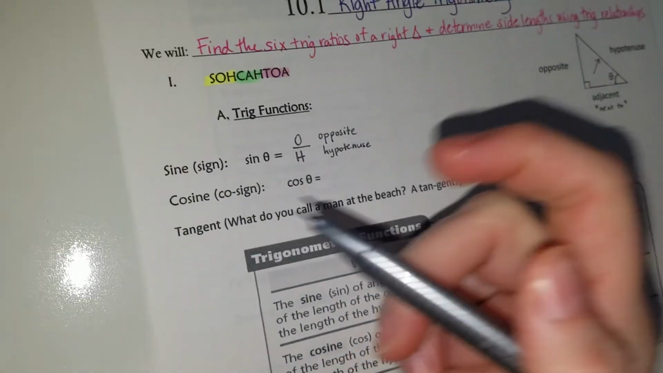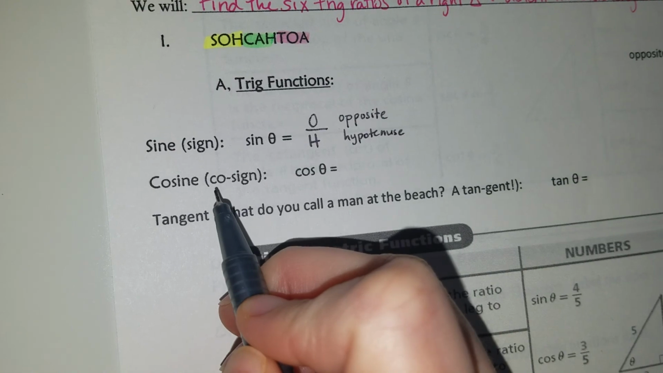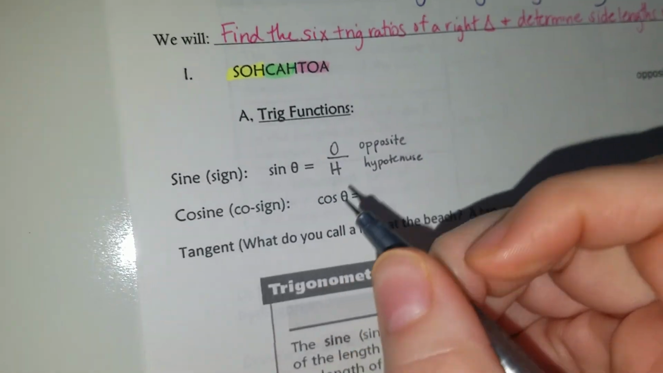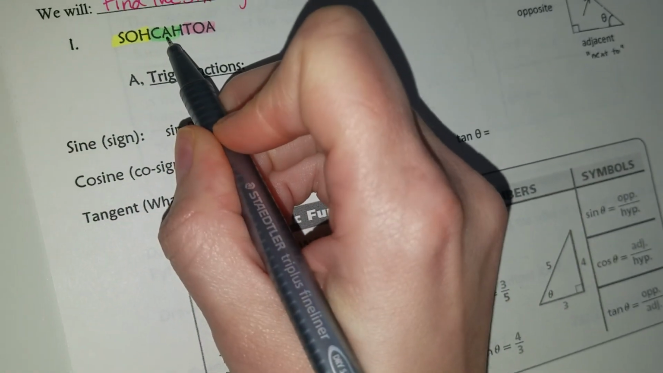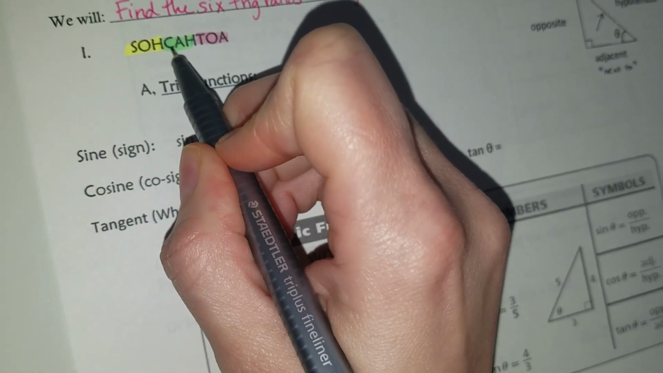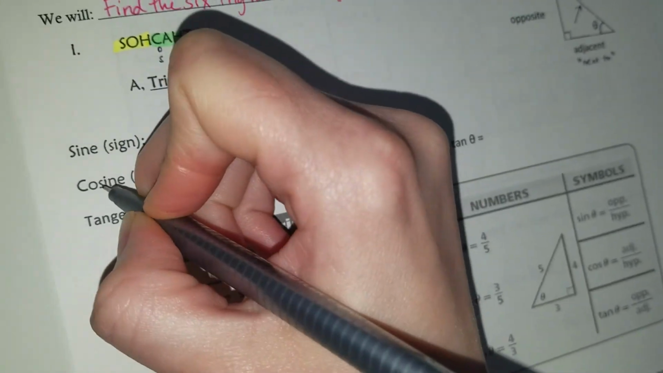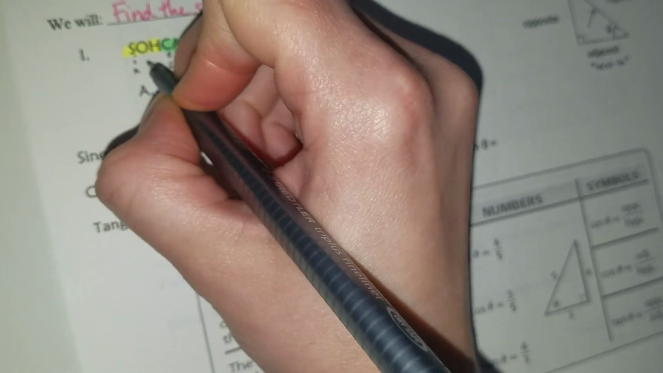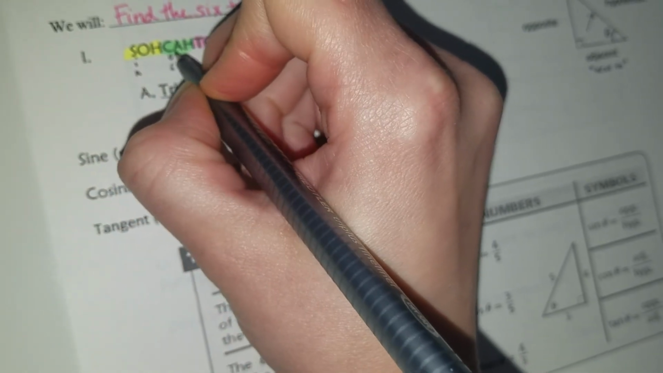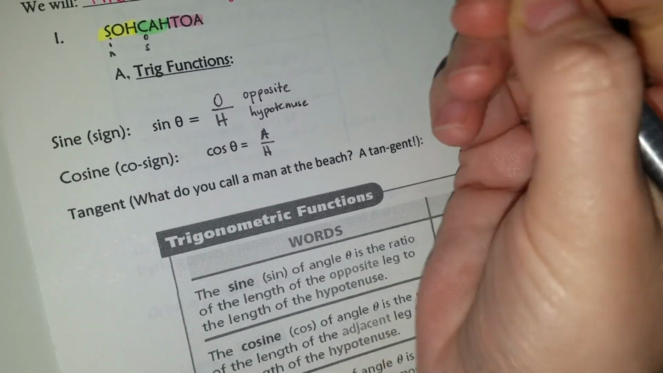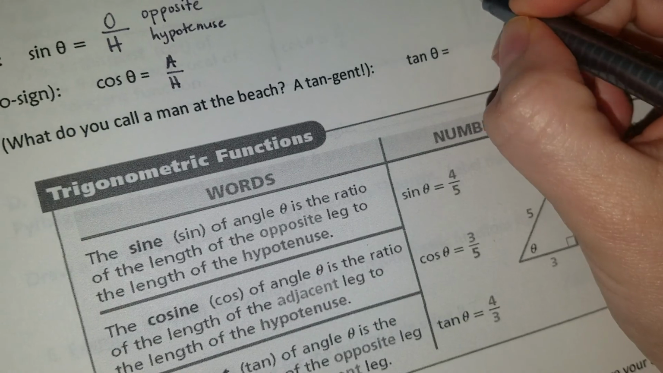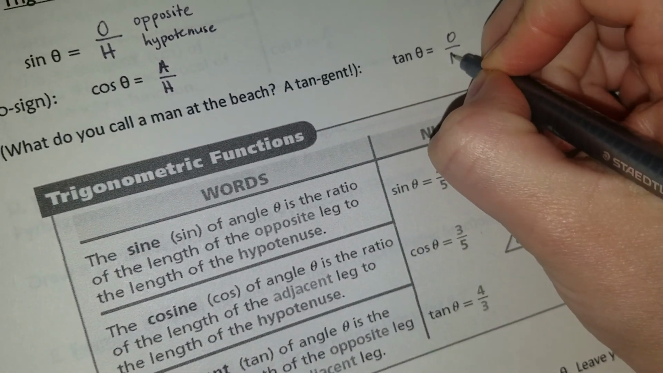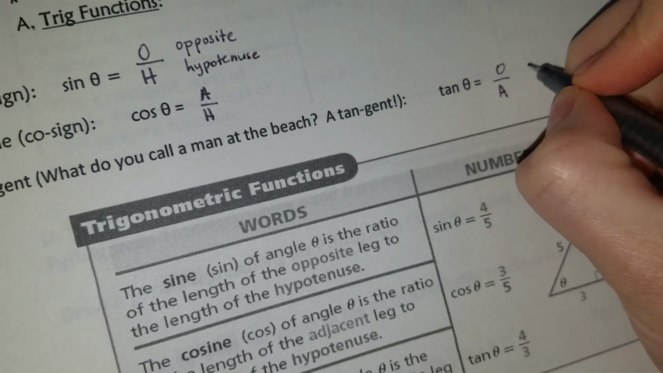All right, the cosine, which is pronounced cosine like this, is the adjacent over the hypotenuse, and that makes the CA, right? So cosine is adjacent over hypotenuse. So don't call it cos, it's cosine, not sine. But the sine is opposite over hypotenuse, cosine is adjacent over hypotenuse, and the tangent is going to be the opposite over the adjacent. Okay, that's the TOA.